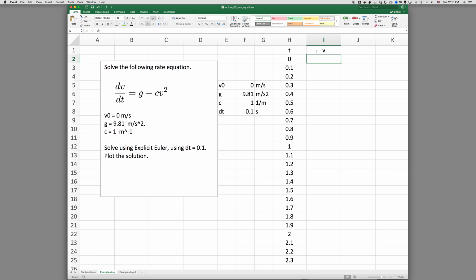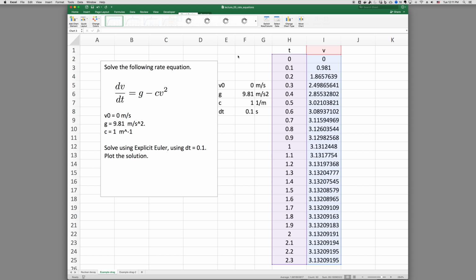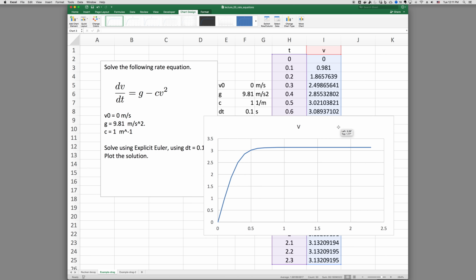Then for the velocity, the first velocity is the initial condition, and the next velocity is the explicit Euler formula. So it equals the old velocity plus the step size, lock it, times the function evaluated at the old point, and the function is g minus c v squared. So we take g, lock it, minus c, lock it, times v old squared. And that's our explicit Euler formula. We fill that down, and when we plot it, insert plot, we can see the behavior of this curve.